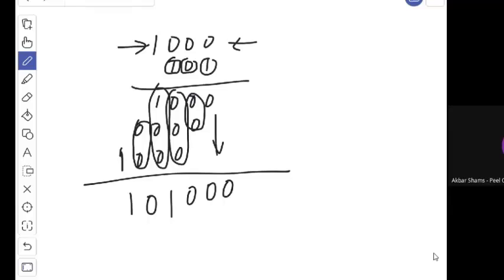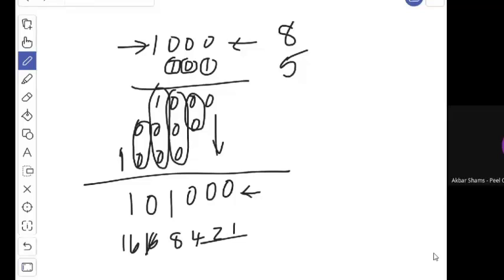Let's check. 1000 is 8. 101 is 1 and 4, which is 5. Let's see this one. This is 1, 2, 4, 8, 16, 32. So the only things which contribute are 32 and 8, which is going to be 40. 8 times 5 also gives you 40.